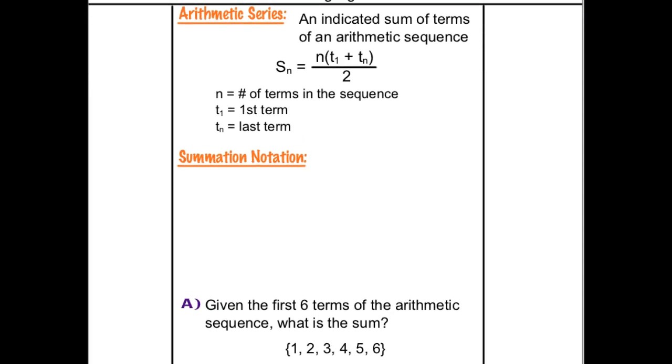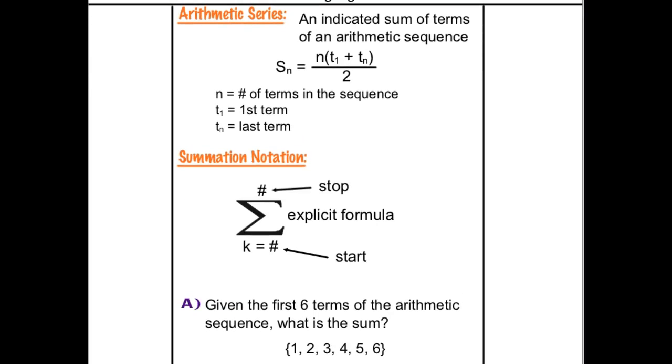Now, before you freak out, looking at this, it's just a simple Greek sign in the middle that stands for sigma. So we're looking at the number, which is the stop. And then we've got the explicit formula, and then we have k equaling the number of our start. So basically you're going to have a start number and a stop number, and then put it into the explicit formula. Your start number will almost always be 1. I don't think I have any problems for you at this point that don't start at 1. And the stop is your n.